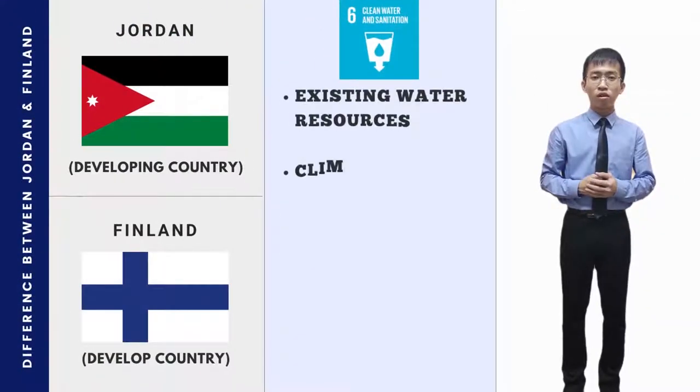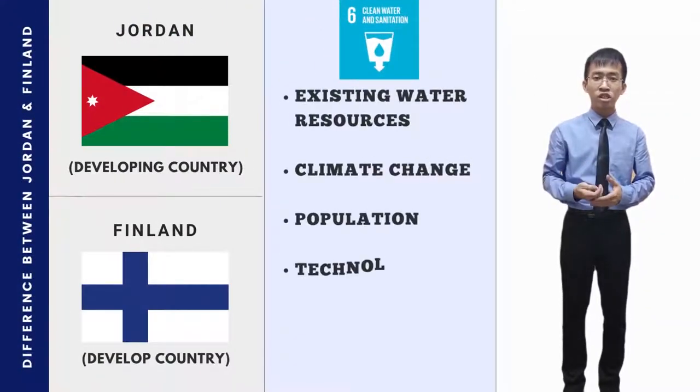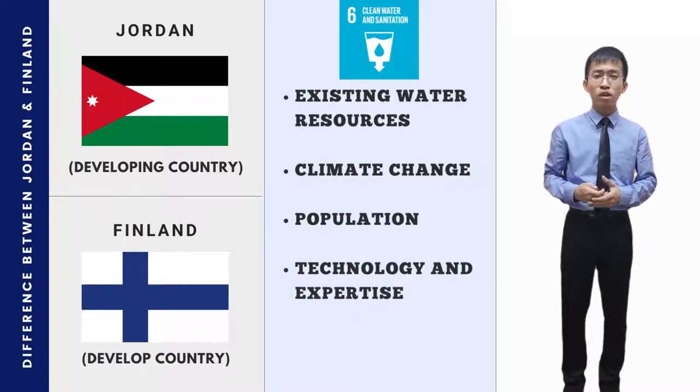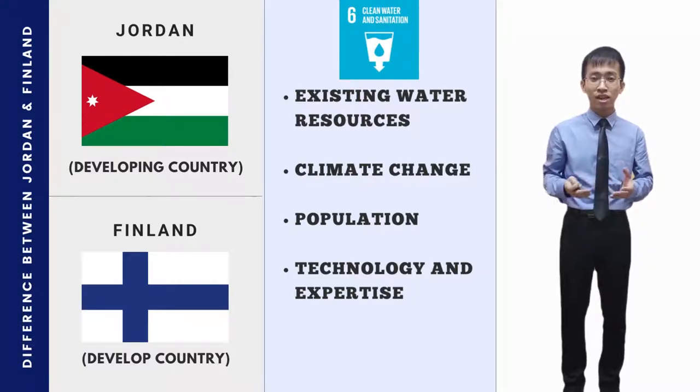Before I present the outline of the main factors that differentiate Jordan and Finland, I would like to inform you that Jordan is a developing country while Finland is a developed country. From here, we can already realize that Finland will definitely exceed the ability of Jordan in achieving SDG 6, clean water and sanitation. Now, let us proceed with the outline.